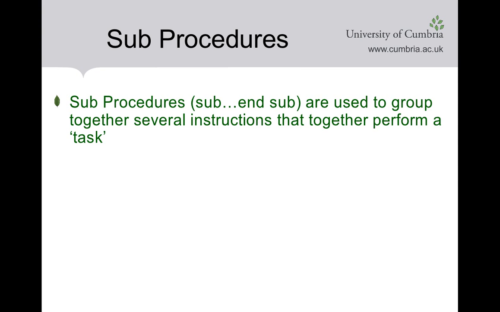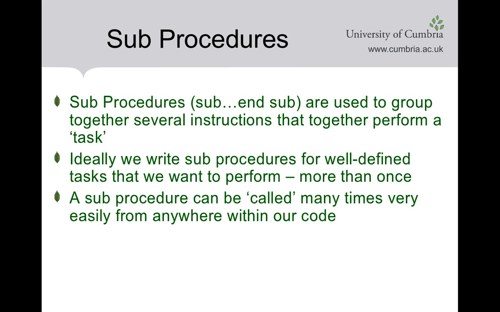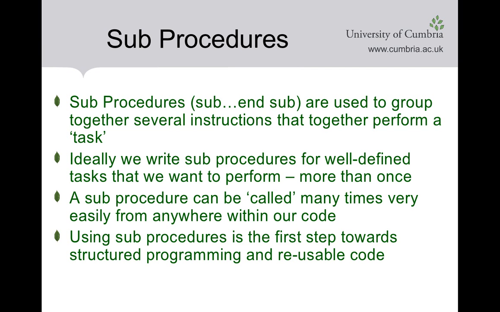Sub-procedures, usually enclosed with statements such as sub and end sub, are used to group together several instructions that together perform a distinct and recognizable task. Ideally we write sub-procedures for well-defined tasks that we might want to perform more than once, so we can reuse that code. Sub-procedures can be called many times very easily from anywhere within our code, and using sub-procedures is the first step towards structured programming and writing reusable modular code.